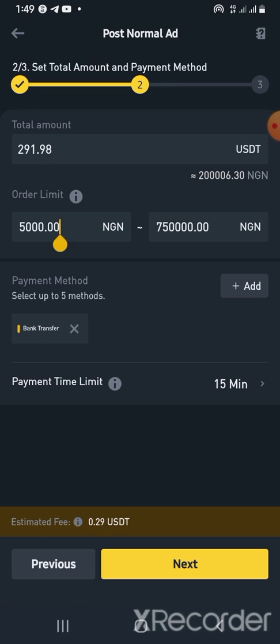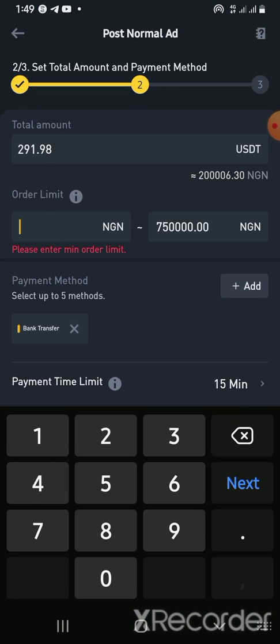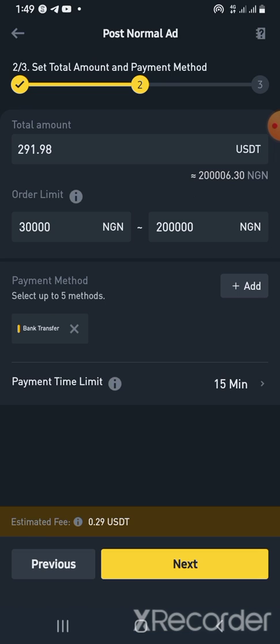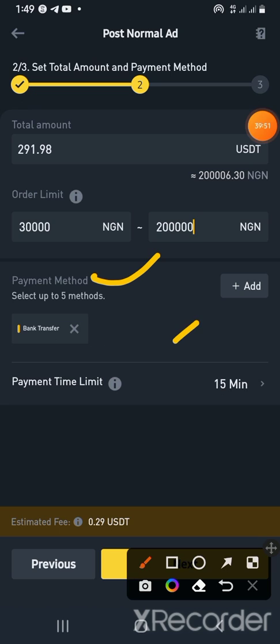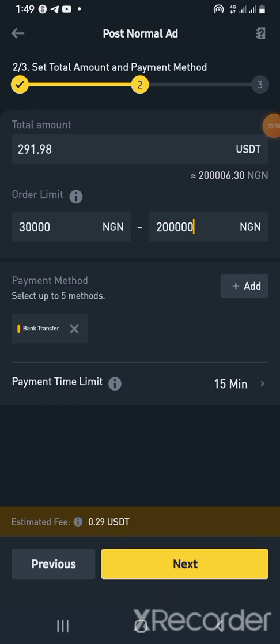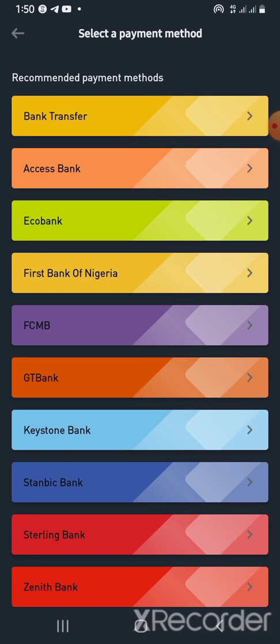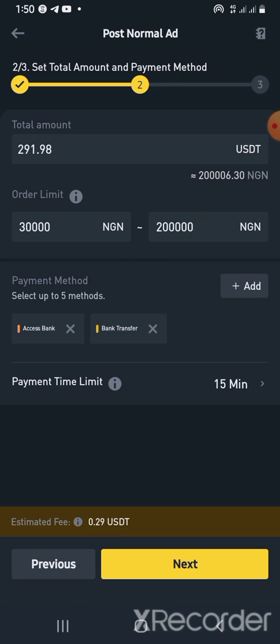Then I will say I want to buy from people who sell from 30k to 200,000, 30,000 to 200,000. You can see. Then I will add my mode of payment. You can see they say add payment mode. You can see where they say you should add it. It's bank transfer I'm using, so I can choose. Maybe I'm using Access Bank. You understand? Or something.